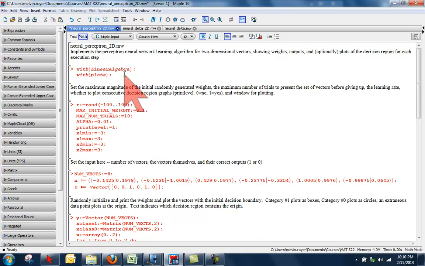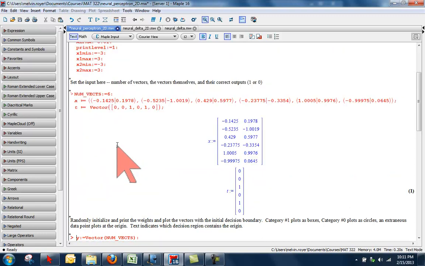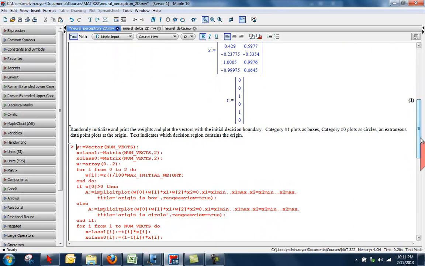Alright, now let's get started. Pushing enter through here. These initial weights and number of trials, alpha, x min max, y min, x2 min max, and so on look pretty good. I'll push enter there and here. And here is my matrix of inputs. Here is my vector of correct answers. Looks like Maple is correctly interpreting what's going on there. Alright, then I shouldn't have to change anything here. I'll just push enter.